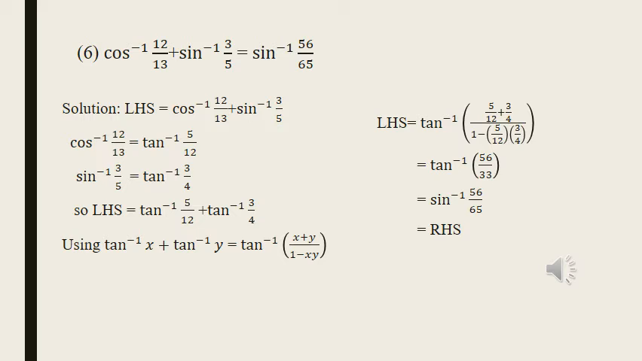Then apply the formula. Now question number 6. Prove that cos inverse 12 by 13 plus sin inverse 3 by 5 equal to sin inverse 56 by 65. Here we know left hand side is in terms of cos inverse and sin inverse, and right side is in terms of sin inverse. We know the formula tan inverse x plus tan inverse y, that is tan inverse of x plus y by 1 minus xy.